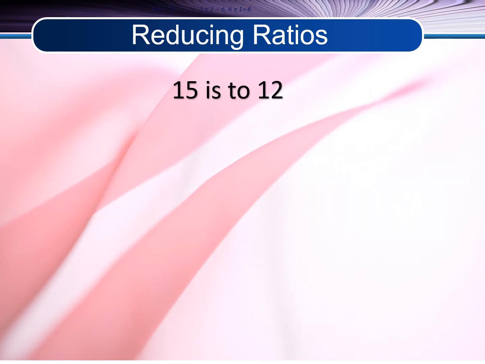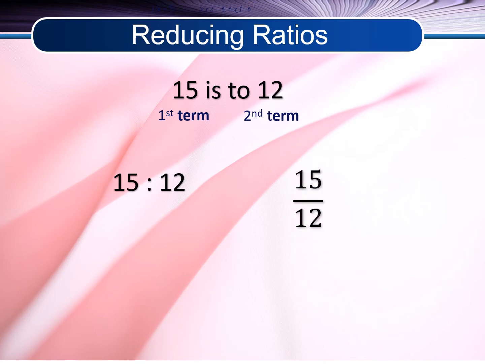In the ratio 15 to 12, the first term is 15 and the second term is 12. It may also be written in fraction form, 15 over 12. Even if the ratio is in fractional form, we say 15 to 12.